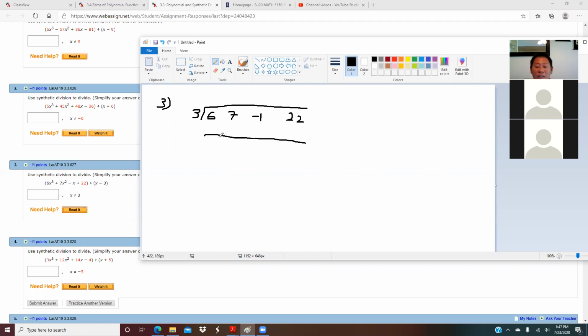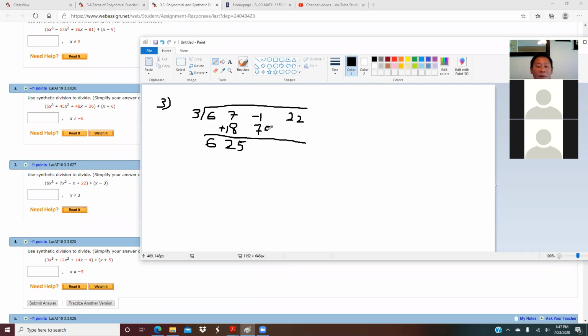So what you do first is drop the 6, okay? And then multiply 3 and 6, you get 18. And then you add this up, you get 25. Make sure you add. And then you multiply 3 and 25, you get 75.